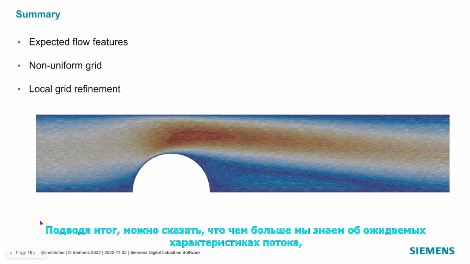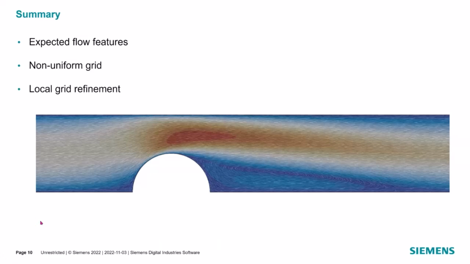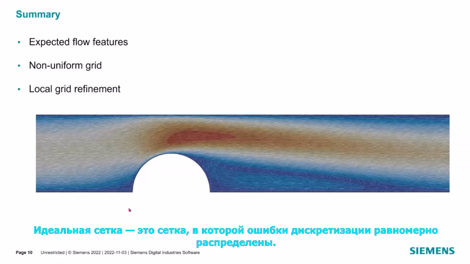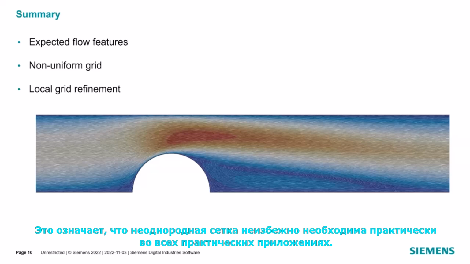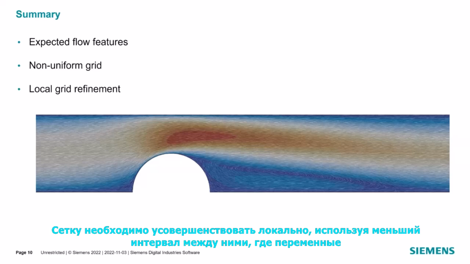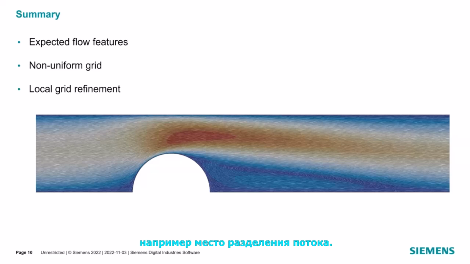To summarize, the more we know about the expected flow features, the better we can adapt the computational grid to the flow. A uniform grid is seldom optimal. The ideal grid is the one on which the discretization errors are uniformly distributed. This means that inevitably a non-uniform grid is required in almost all practical applications. The grid needs to be locally refined with smaller spacing where the variables vary more strongly, or where specific critical features need to be captured accurately, like flow separation location.